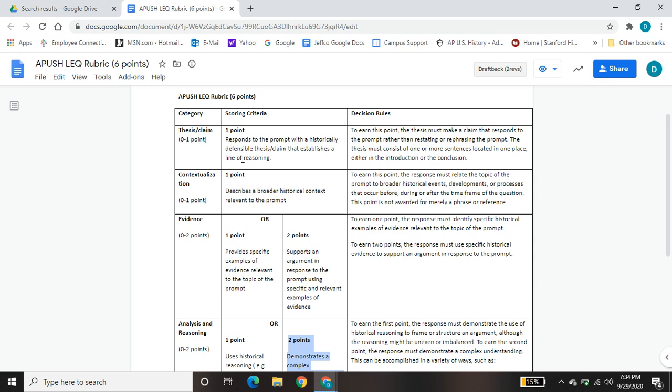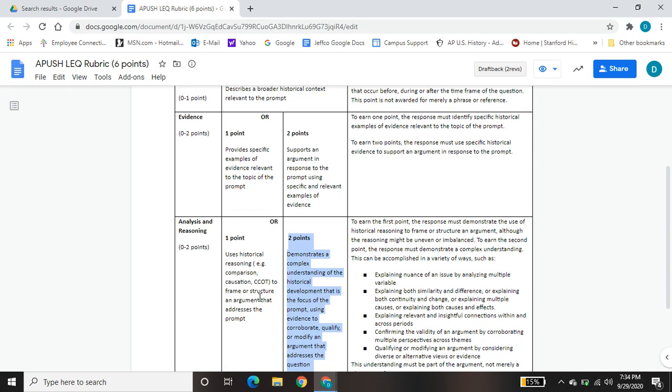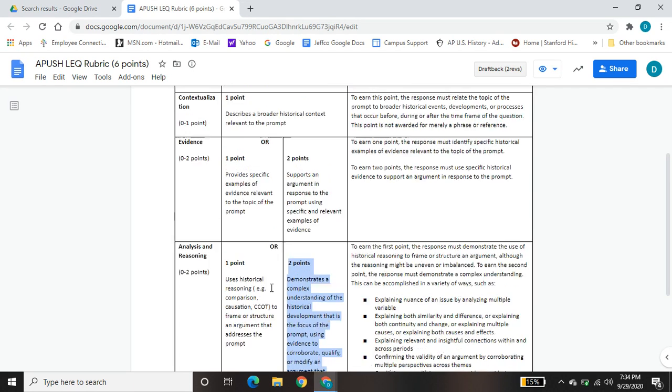So this is the AP LEQ rubric. You need a thesis, you need context, you need evidence, at least 2 pieces of evidence, and then if you can explain what that evidence is and how it affected your opinion or how it influenced your opinion, great. And then writing the essay you're supposed to write. So that's just a basic overview of the APUSH LEQ rubric.